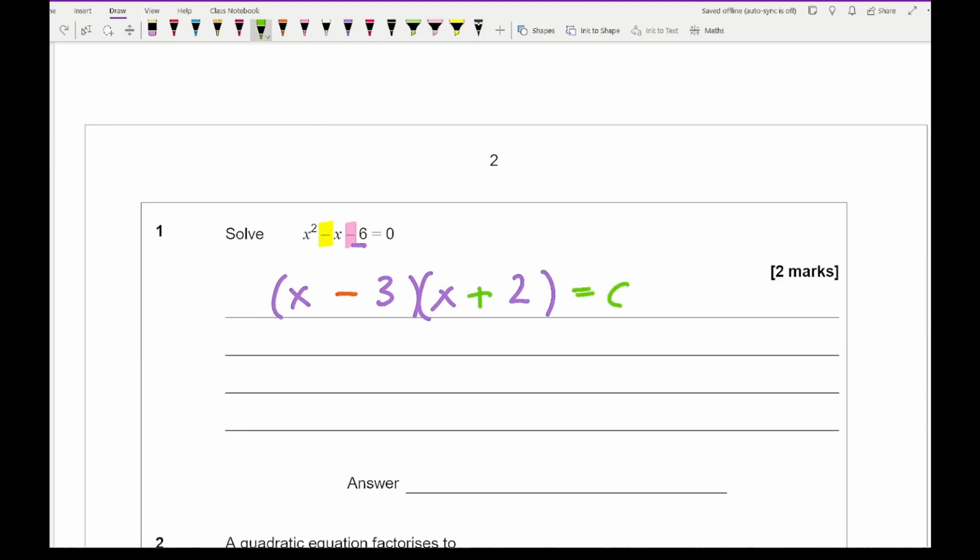And again, don't forget to write equals 0. So then from this we can work out what the answers are going to be. So here either x minus 3 equals 0 or x plus 2 equals 0, in which x equals positive 3 or x equals minus 2.